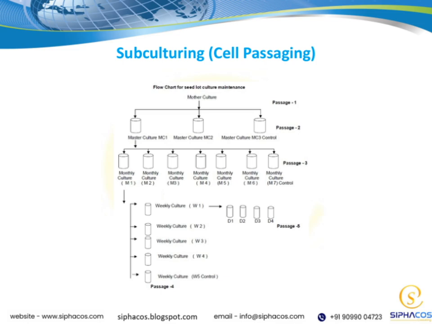When passaging, we typically use enzymes like trypsin to detach the cells from the vessel surface, then dilute and reseed them at a lower density. This ensures they stay healthy and continue to grow optimally. Remember, consistent passaging is essential for experiments that require a steady supply of cells, and it helps maintain the cell's characteristics over time. So, understanding and mastering subculturing is key to successful cell culture work, tying directly into the overall theme of maintaining cell health and experimental reliability.